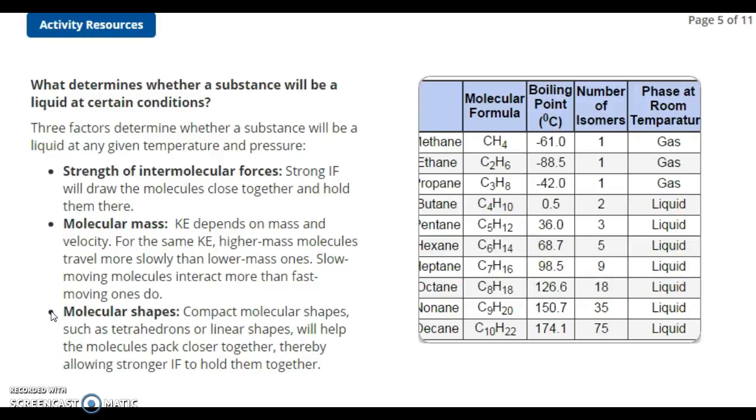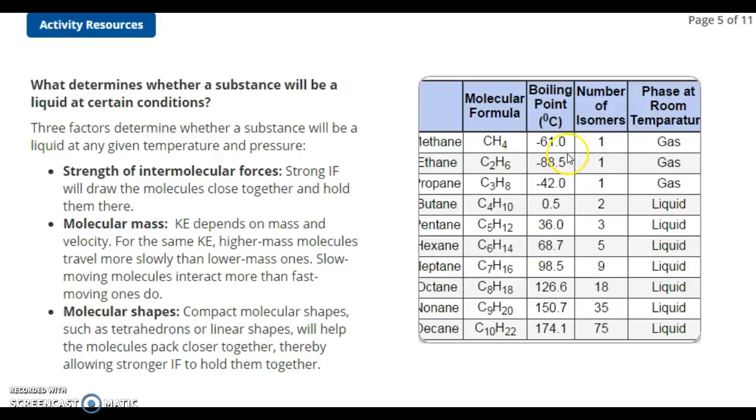Molecular shapes. Now remember, we're talking about what determines whether a substance will be a liquid at certain conditions. We care about the shape. Compact molecular shapes, such as tetrahedrons or linear shapes, so really nice and tight together, will help molecules pack closer together, thereby allowing for stronger intermolecular forces to hold them together.